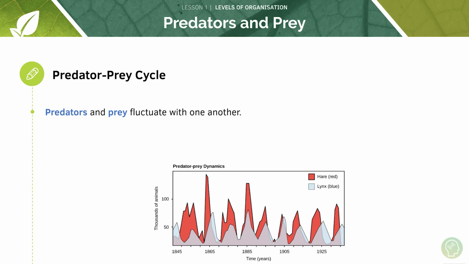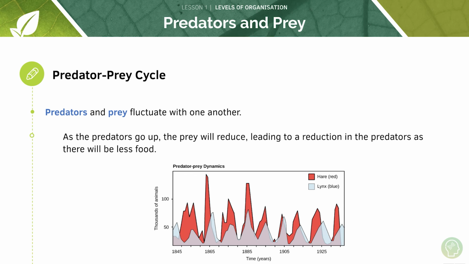Now there is a predator-prey cycle. For example, the lynx and the snowshoe hare follow this pattern. They fluctuate with one another, the predator and the prey. As the predators increase in number, the prey will reduce because they're going to eat the prey, leading to a reduction in the predators, because then there will be less food, so the number of predators will drop.